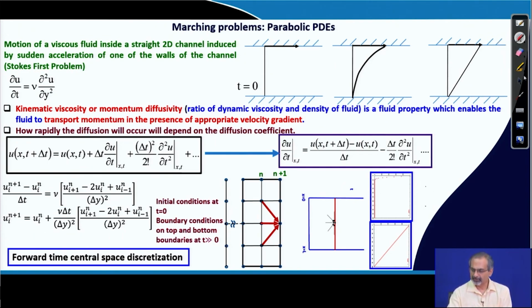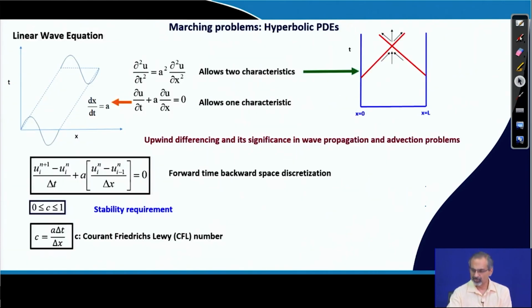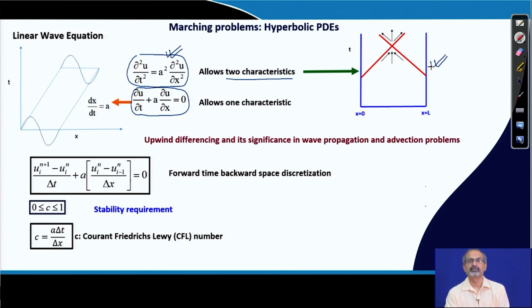We also look at another problem belonging to the hyperbolic category. So, let us choose the linear wave equation. We are taking the first order form of the linear wave equation. If you were taking the second order form, it would look like this. The second order form would allow two characteristics, just like the way we discussed in the previous lectures, but the first order form will allow one characteristic.